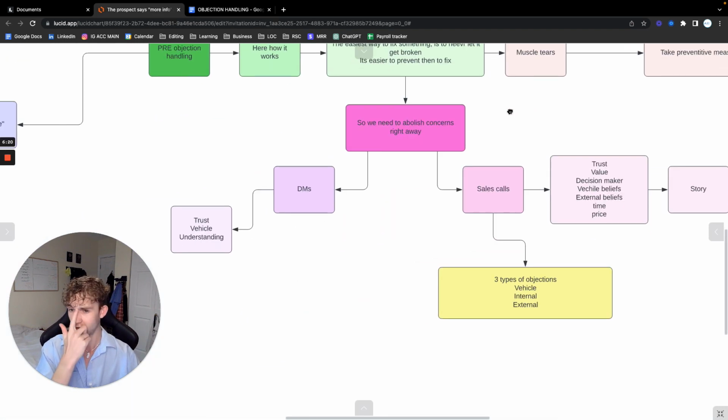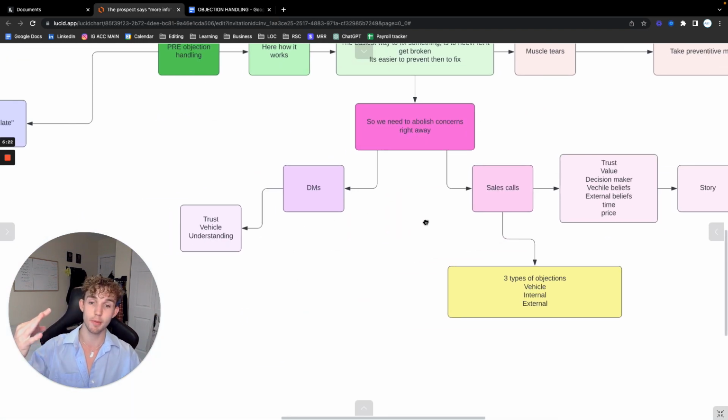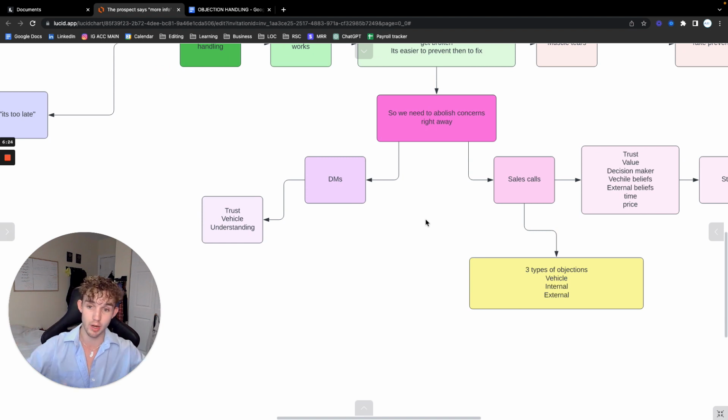Now, let's go back here to the DMs, okay? The 3 most common objections you're going to get in the DMs that are going to turn you down is they don't trust you, they don't trust the vehicle, or they don't really understand what's going on, okay? So if they don't trust you, the easiest way to pre-handle this, send video messages, okay? I can't stress this enough. Send video messages that will abolish any trust objections right from the get-go.